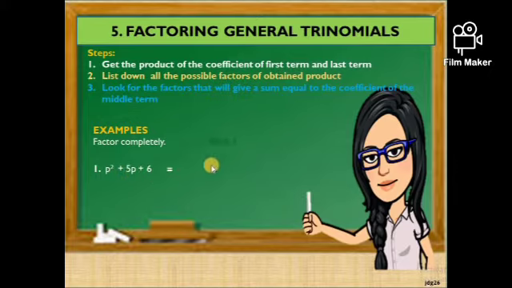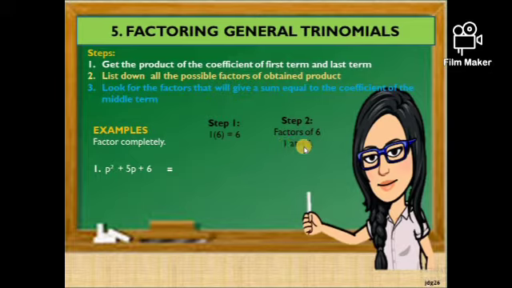So to get the factors, gawin muna natin ang step number 1. Get the product of the coefficient of the first and last. So ang coefficient ng p squared ay 1 and the last term or the constant term is 6. So 1 times 6 or positive 6 is equals to positive 6. Step 2. Get the factors of 6. Ilista natin ang mga factors.